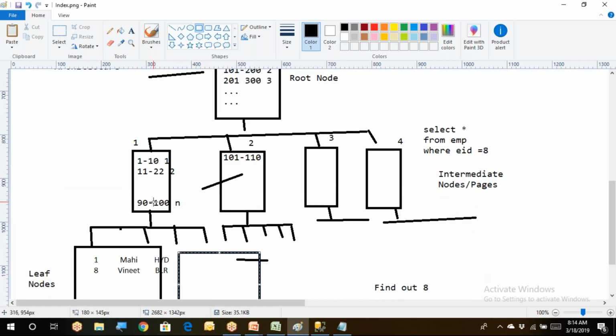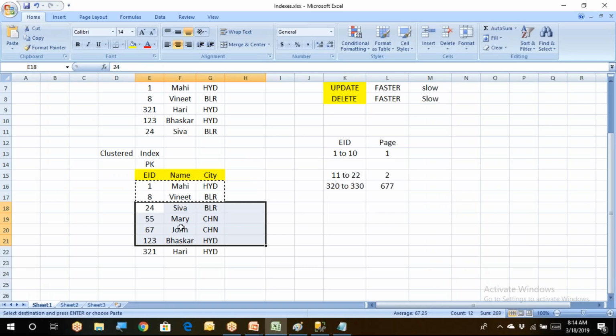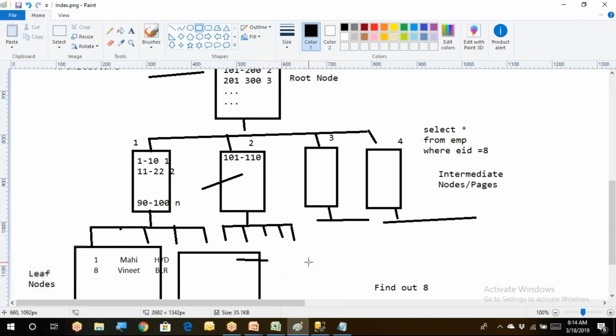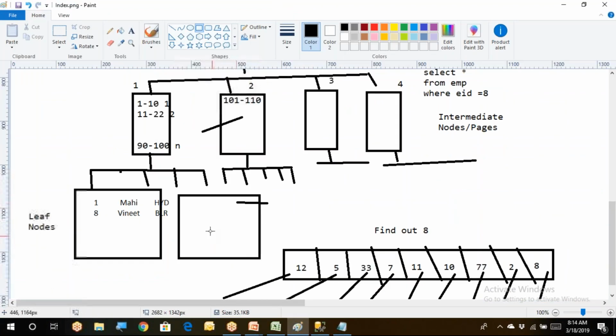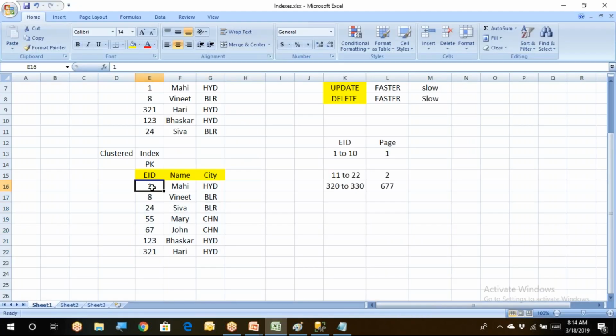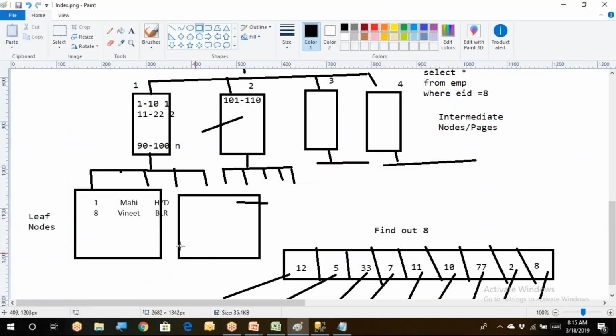Or 1 to 400 rows may be available in page number 1, depending on the total rows I have. So it is going to be organizing the data like that. But when you have continuous data, it is going to be organizing like this. The leaf node is going to have the complete data. However you're able to see the data in the table, all the data is going to be organized physically in the bottom pages.